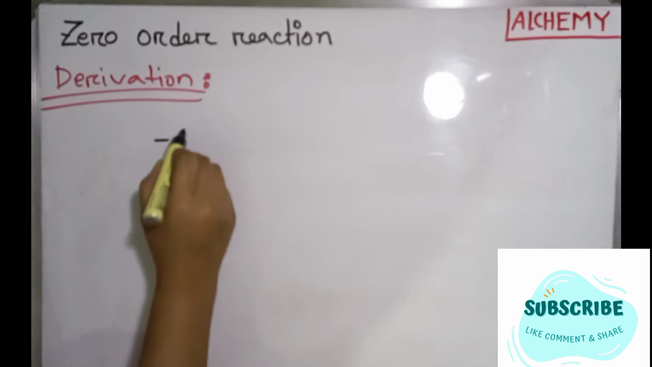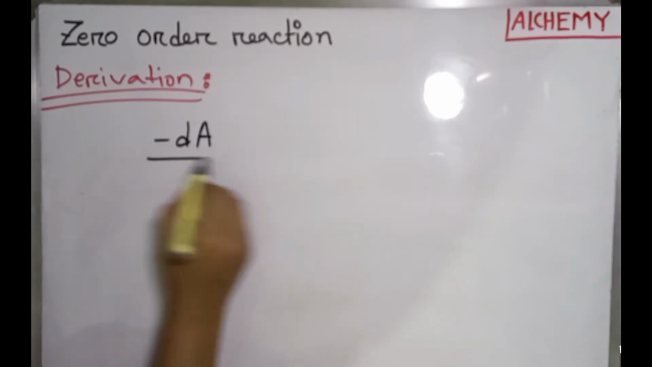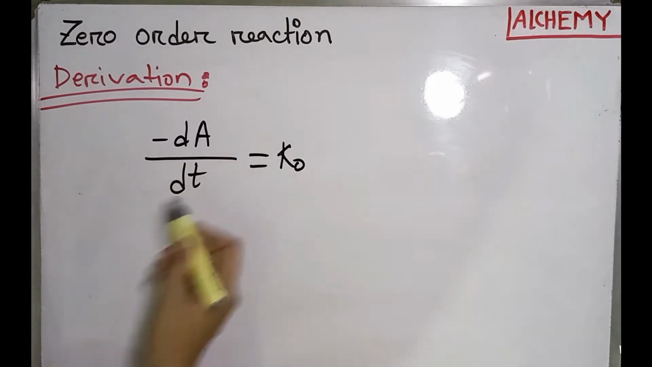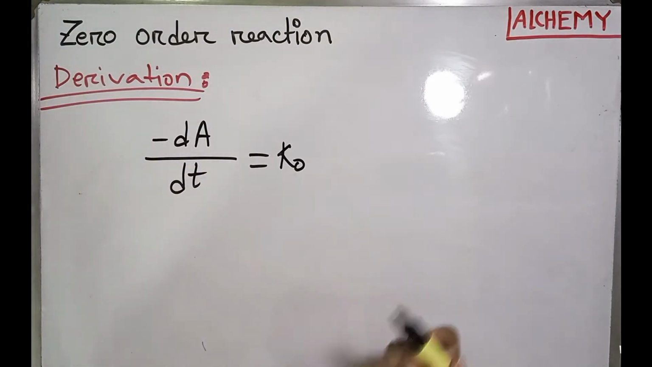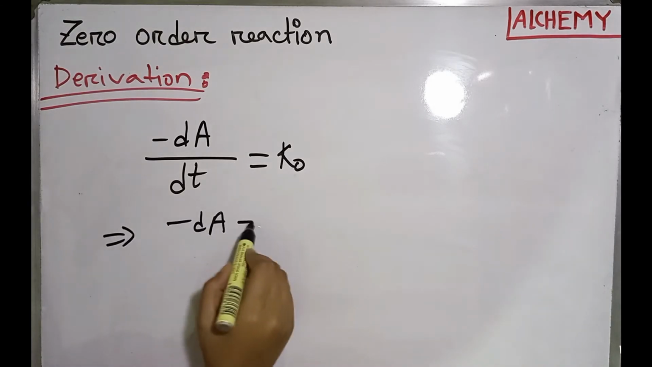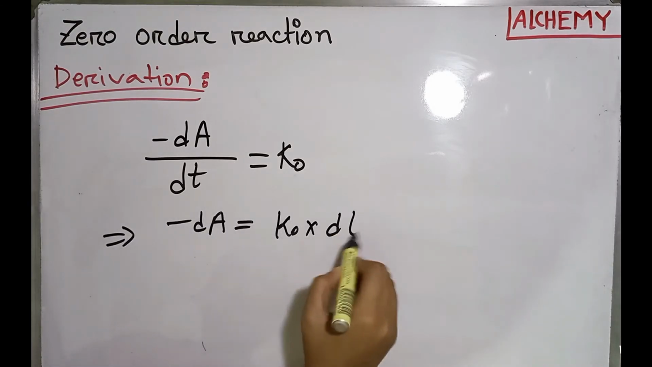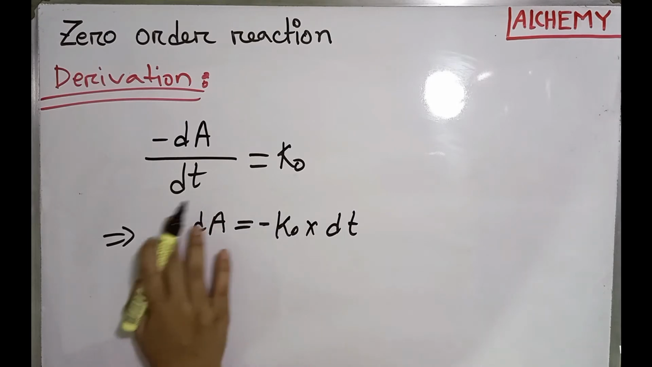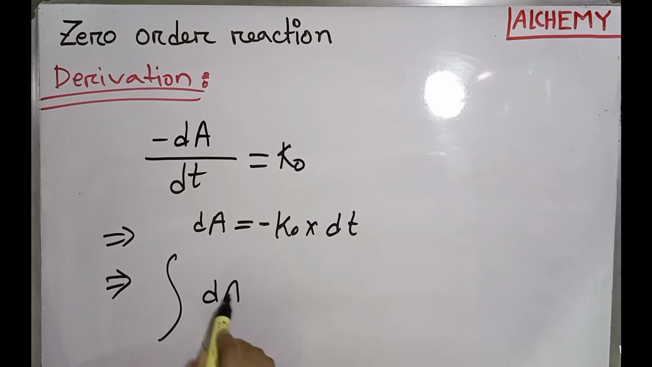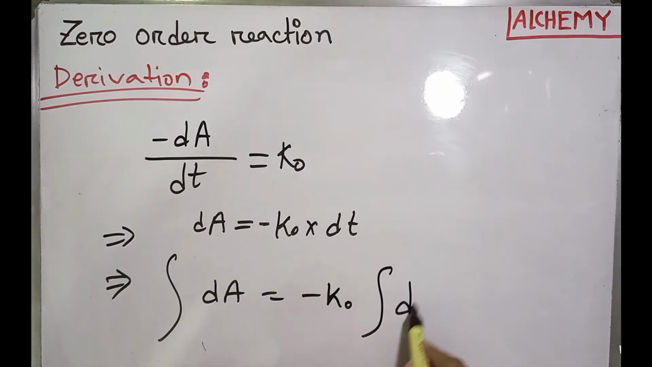So our rate equation will be minus dA divided by dt equals k naught. Here A is the absorbance, t is the required time, and k naught is the rate constant for zero order. If we take dt to the other side, then it will be dA equals k naught into dt, and we will take the minus 1 to the right side. If we integrate both sides, as minus k naught is a constant, it will be the integration of dt. Our limit will be time, highest time is t and lowest time is 0.